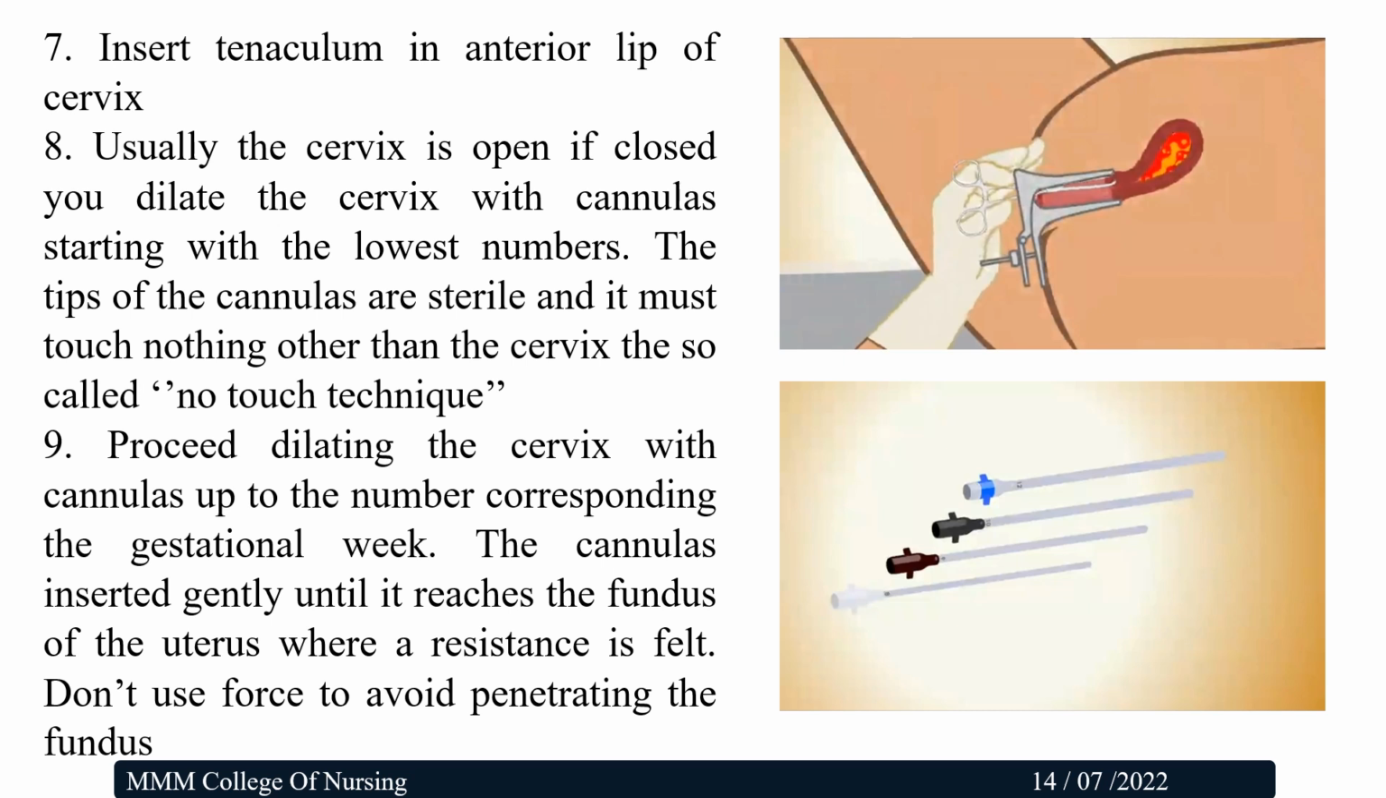If you see the Hegar dilator, the sizes are given. It has two ends, and each end gives a different measurement. Like if one end shows 3, the other end shows 4. In the same way you'll have 5 and 6, 7 and 8. You have to dilate until number 12 comes, because the gestational age is 12 weeks. The cannula is inserted gently until it reaches the fundus of the uterus, where resistance is felt. Don't use force, to avoid penetrating the fundus.